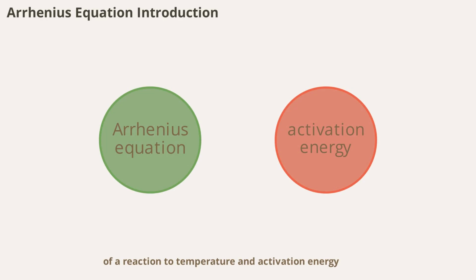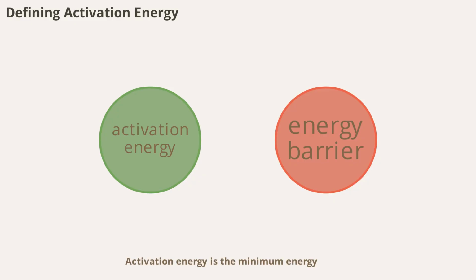It's written as k equals A e^(-E/RT), where A is the frequency factor, E is activation energy, R is the gas constant, and T is temperature. This equation explains why reactions speed up with increasing temperature and is fundamental for predicting reaction behavior under different conditions.